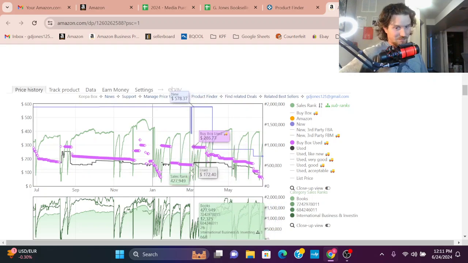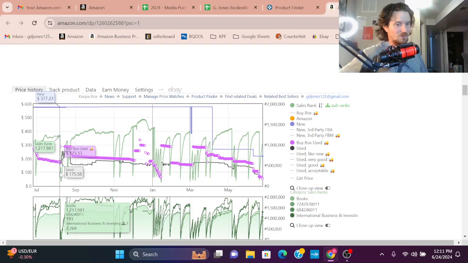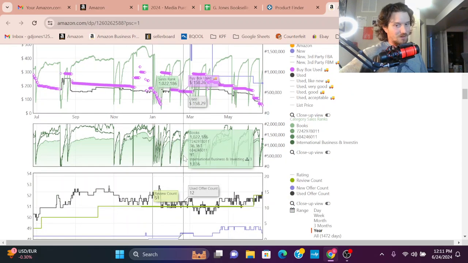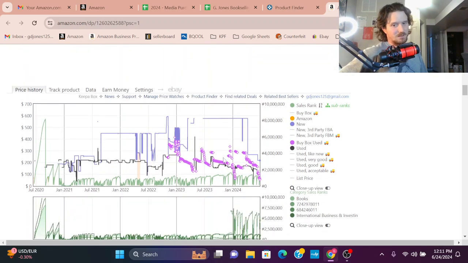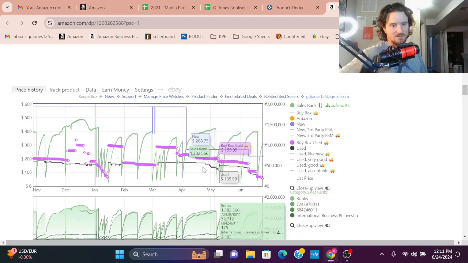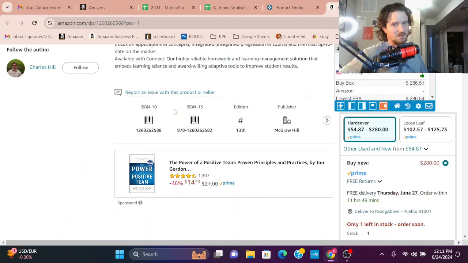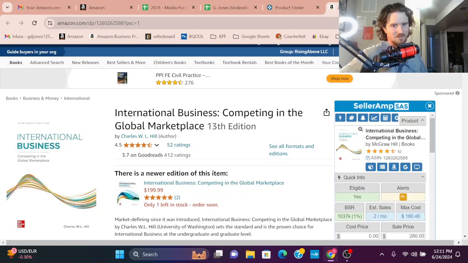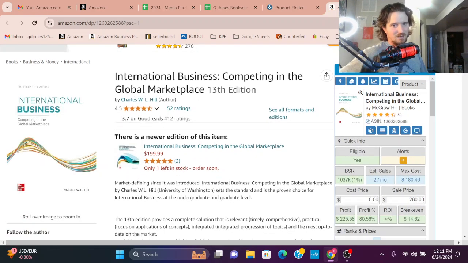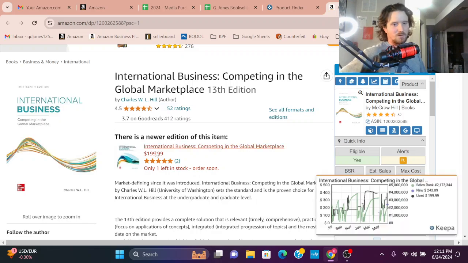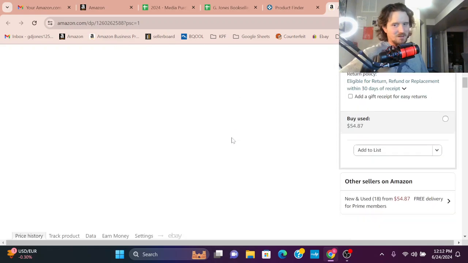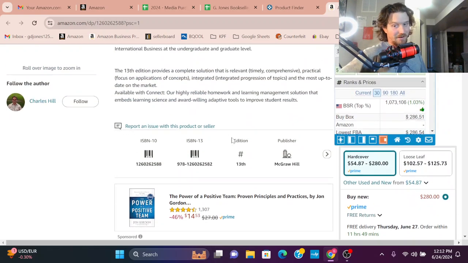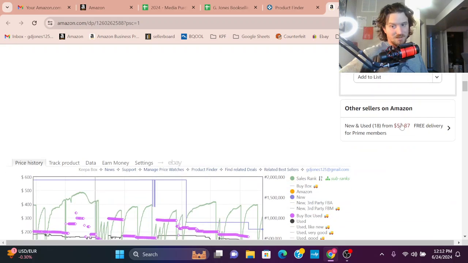But I don't know if that includes returns. Like if I'm a student and I'm like, all right, I need this book for this class, and I come on Amazon and I'm like, boom, there it is. And then I buy it, and then I get it, and it's 13th edition, and I'm like, crap, I need the 14th edition. Are the returns higher? I don't know. I couldn't tell you.